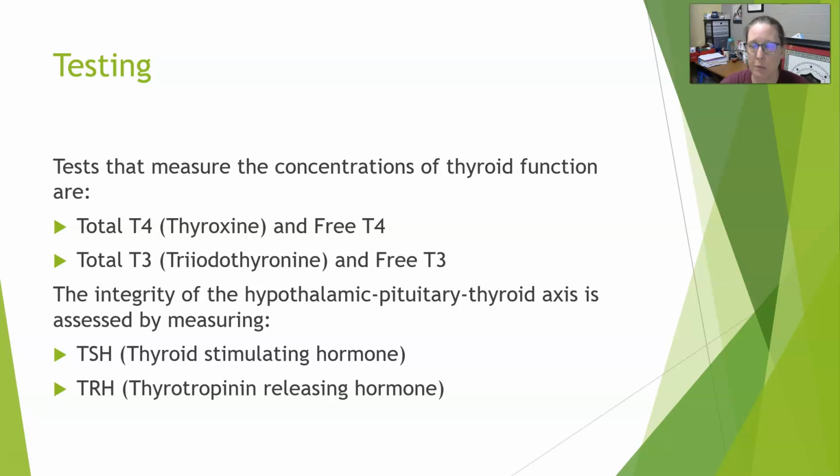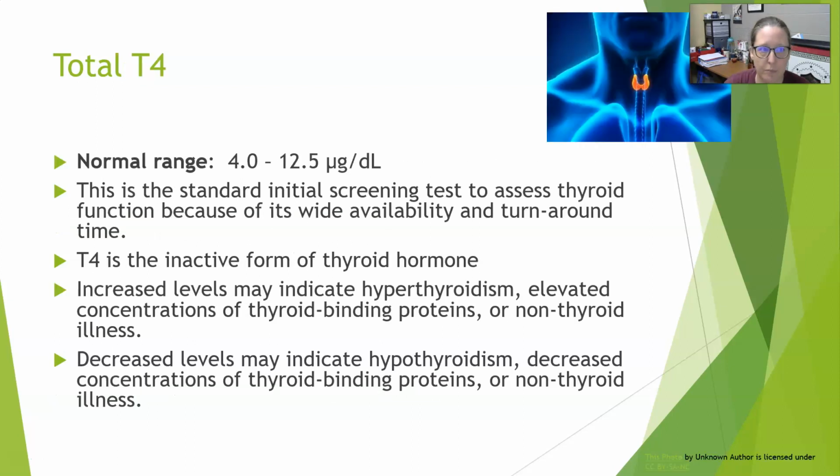The integrity of that hypothalamic pituitary thyroid axis can be assessed by measuring the TSH, thyroid stimulating hormone, which is probably the most commonly done, and the TRH, the thyrotropin releasing hormone. TRH would assess if the hypothalamus is working and releasing it, and TSH is going to assess whether the thyroid is working and releasing TSH.